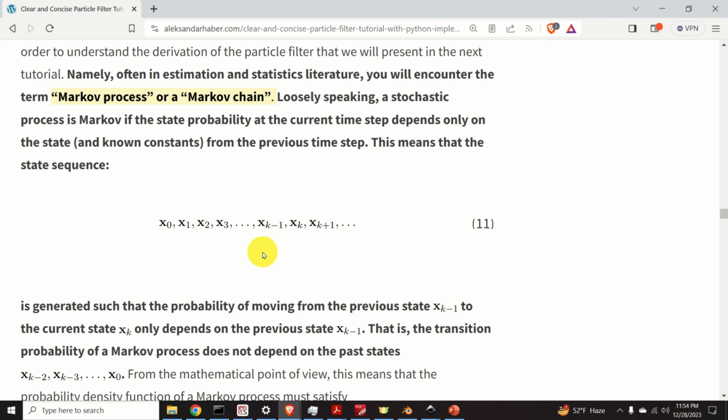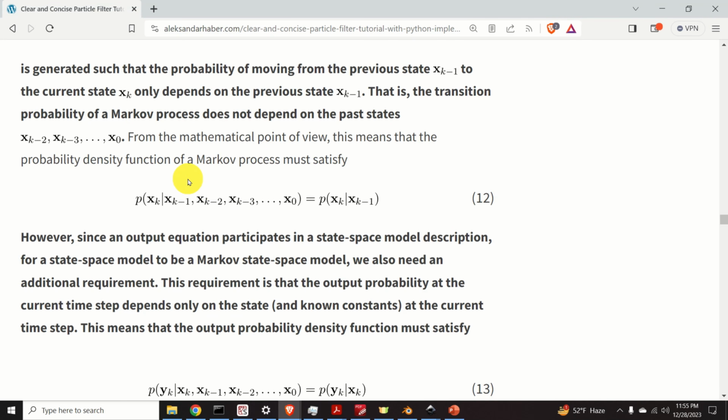That is, the transition probability of a Markov process does not depend on the past states xk minus 2, xk minus 3, and until x0. From the mathematical point of view, this means that the probability density function of a Markov process must satisfy this equation. However, since an output equation also participates in a state space model description, for a state space model to be a Markov state space model, we also need an additional requirement.